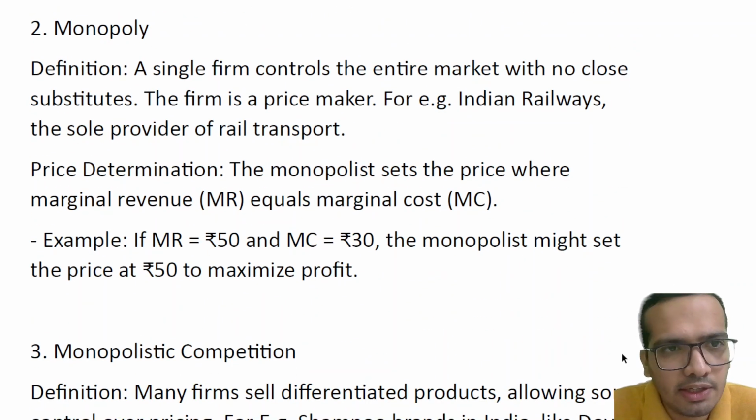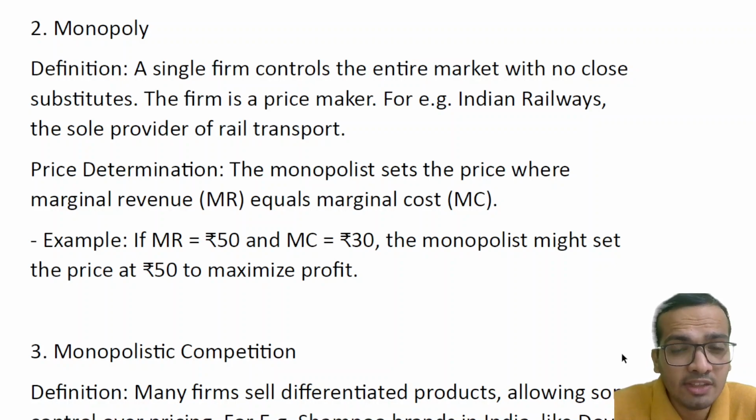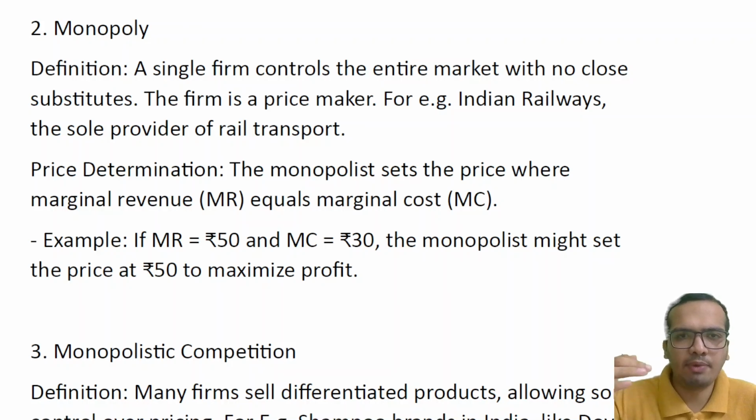Then comes the monopoly market, which is defined as a single firm that controls the entire market with no close substitute. The firm is the price maker, meaning they decide the price. An example is Indian Railways, the sole provider of rail transport. Now the price determination. The monopolist sets the price where marginal revenue equals marginal cost. The example could be, if marginal revenue is 50 and marginal cost is 30, the monopolist might set the price at 50 to maximize profit. Since they are the price controller, they will set the price such that they get more profit.